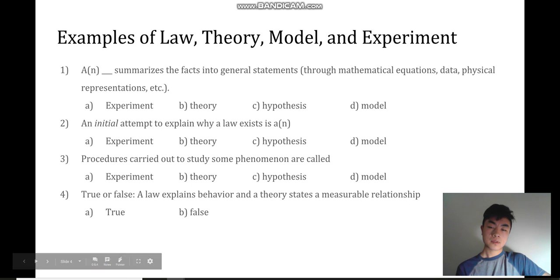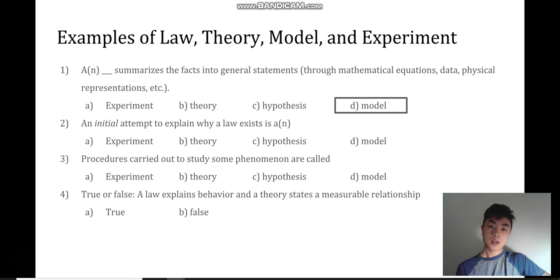Next, I have examples of law, theory, model, and experiment. A blank summarizes the facts and general statements through mathematical equations, data, physical representations, etc. Physical representations is a big hint that it is going to be a model because, whenever I say, oh, I want a physical representation of the solar system, then I just want a model of the solar system, right?